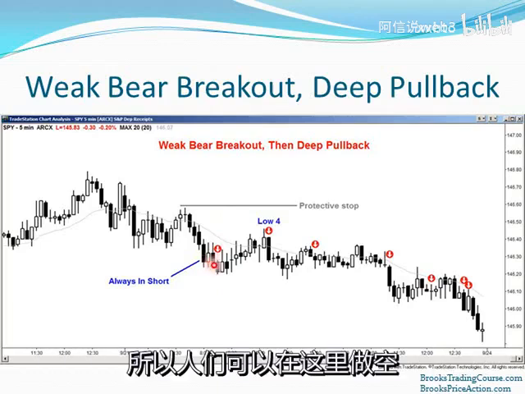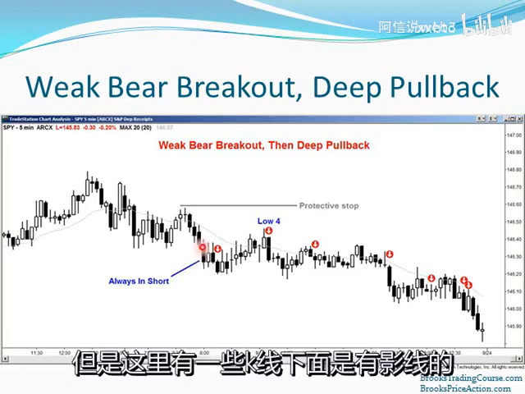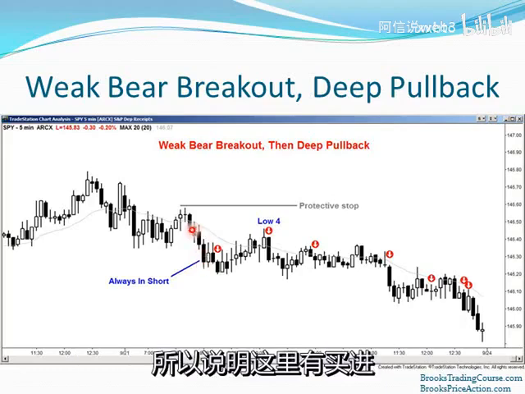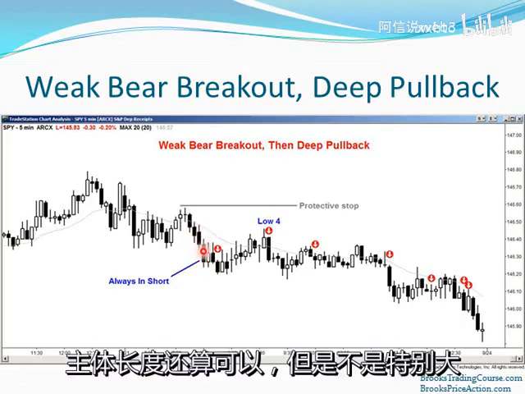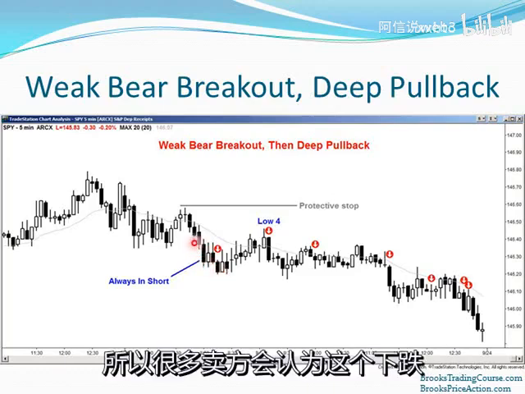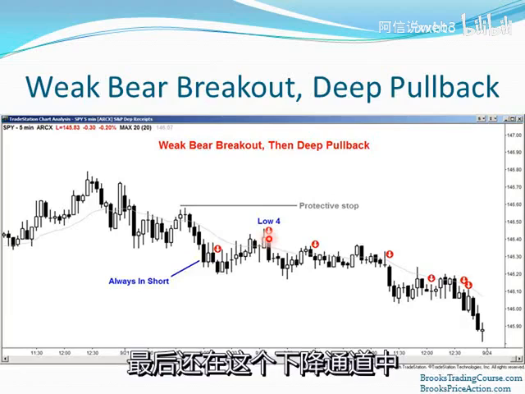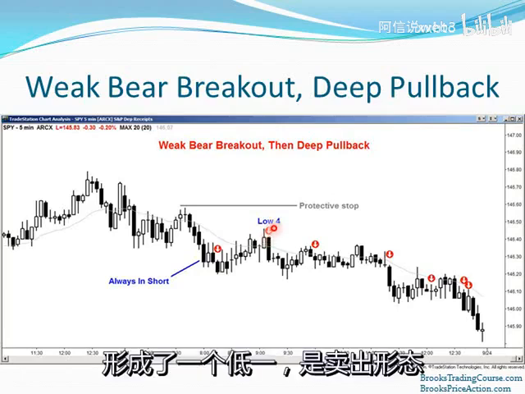So traders can short below this bar, they can short at the market, they can short the close of this bar, right? But we have tails on the bottoms of the bars, so some buying. The bodies are big but not huge, so the bears are not all that strong. A lot of traders will assume that this bear spike will be followed by a pretty good pullback. And here the market rallied for about 10 or 15 bars. And it in fact formed a low four short in a bear channel.